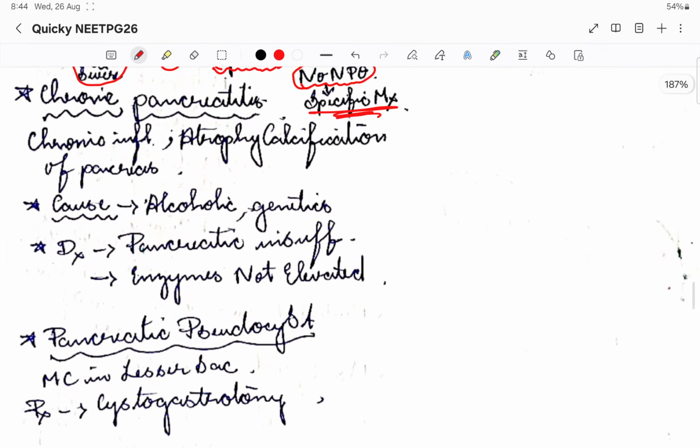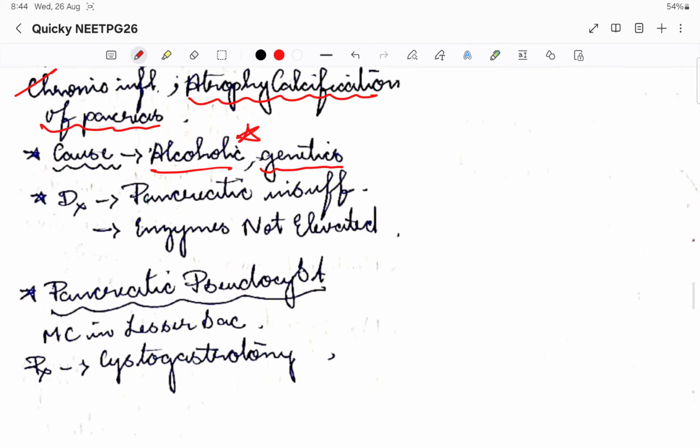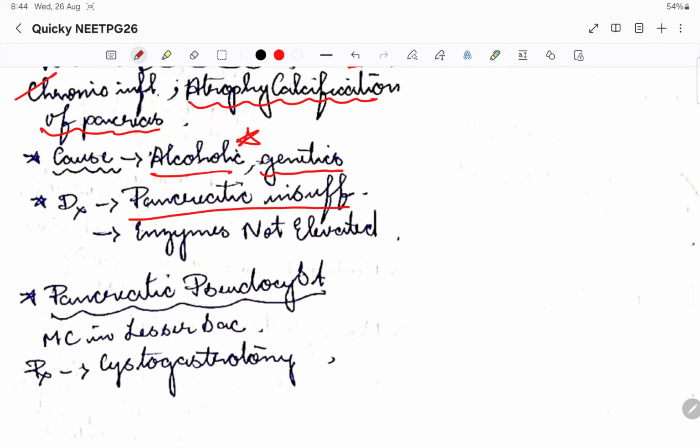Coming to chronic pancreatitis, it is basically because of chronic inflammation of the pancreas or atrophic calcification of the pancreas. The causes are alcohol and genetics, but most probably alcoholics only, right? So if any alcoholic comes to you with epigastric pain, think of pancreatitis. The diagnosis will be basically pancreatic insufficiency. All the hormones and enzymes secreted by the pancreas will be reduced. In acute pancreatitis we saw serum amylase and lipase rising more than 3 times the normal value, but here the enzymes will not be elevated.